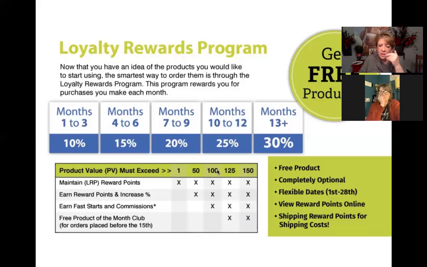In the loyalty rewards program, there's also the possibility that if in any month your order is at least 125 PV and it goes in between the 1st and the 15th of the month, then you get another free oil in addition to any that you pick out to use your points on. This program is completely optional. Some people refer to it as an auto ship program, but that freaks some people out because, for example, I have a friend whose mother-in-law signed her up in a program where she had to have a monthly auto ship, and it had to be a specific amount every month.